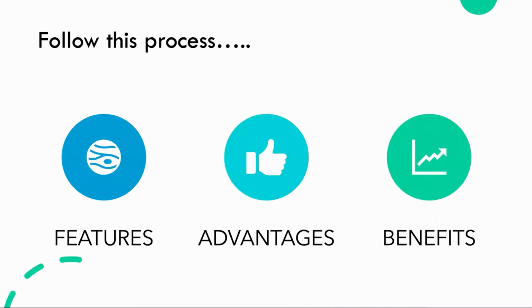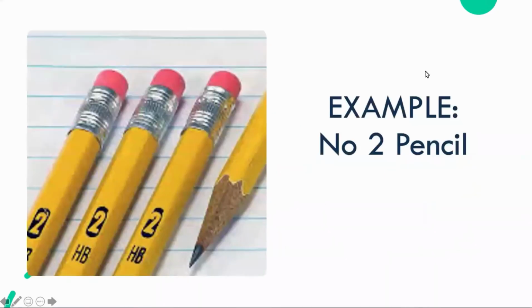Number 1 is write down the features of your product or service, write down the advantage of those features, and then write down the benefit of the advantage. Most individuals, most companies run into the situation where they end up stopping and only promoting an advantage of a product rather than a benefit. I'll give you an example.